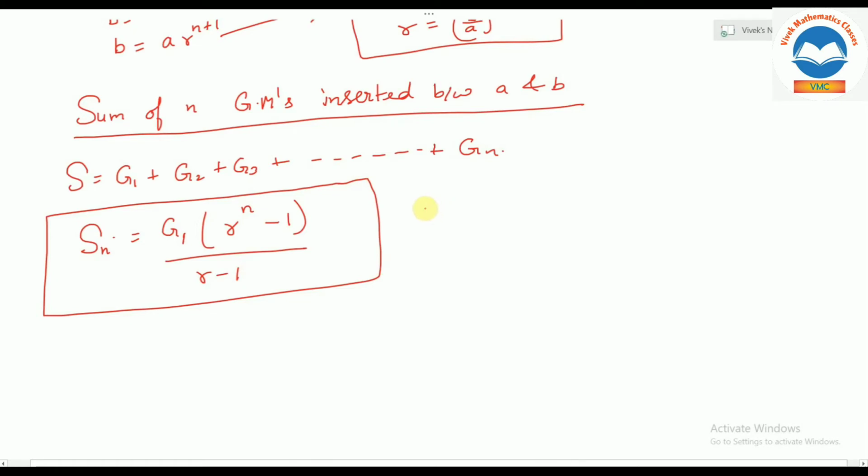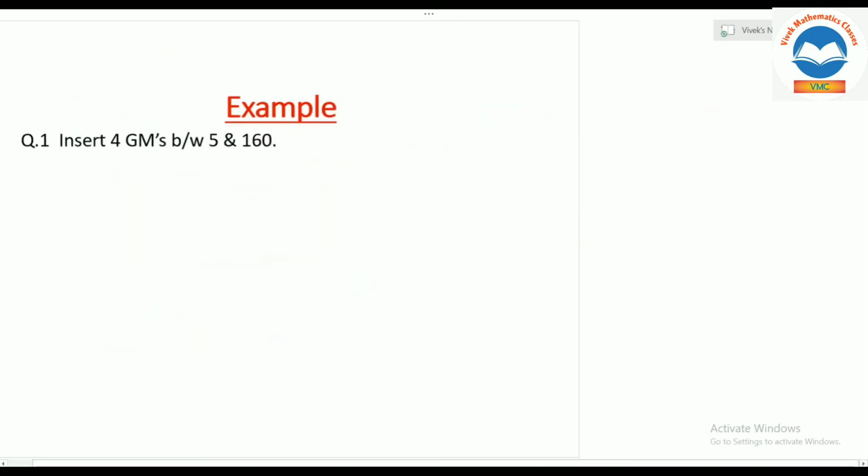We know what G1 is. G1 is a r. So here we can write Sn will be equal to a r into (r to the power n minus 1) divided by (r minus 1). We know the r value also: r is (b by a) whole to the power 1 by n plus 1. We substitute that and we will get the value of Sn. All these things are the same as AM only, arithmetic mean.